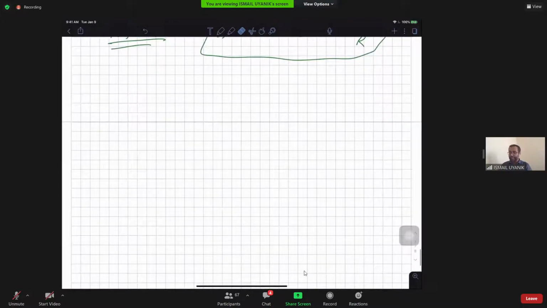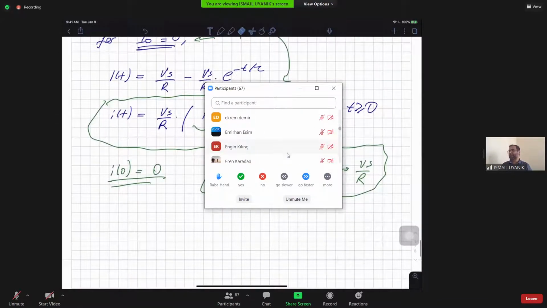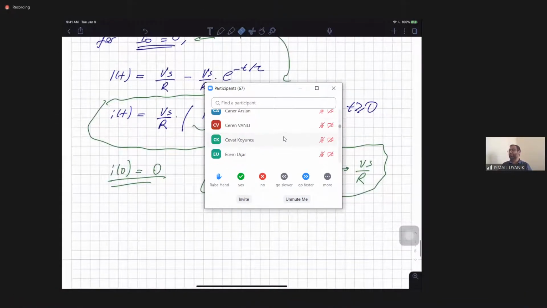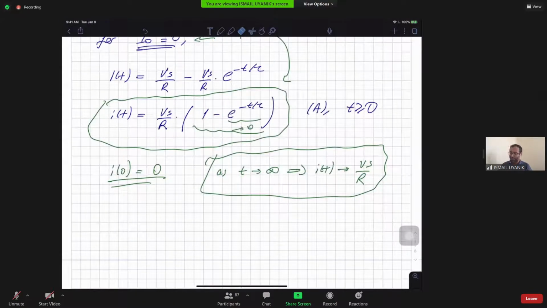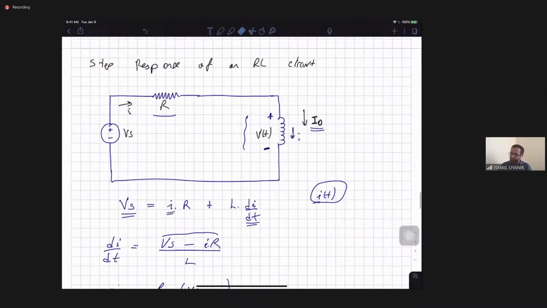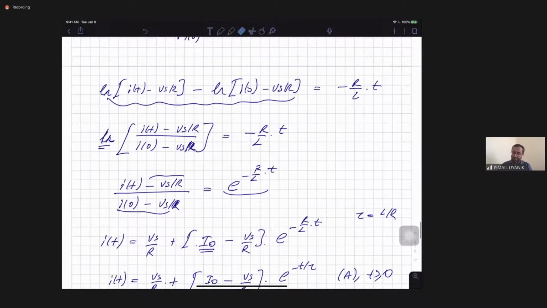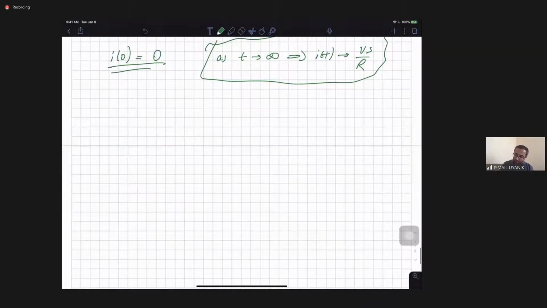Okay, and then in this case, there is one more thing we need to calculate. It's again very simple. We should also calculate the voltage across the inductor. So we calculated the current here, i of t. And when you have i of t, calculating the inductor voltage is quite simple because we know v of t is L times di over dt, right?